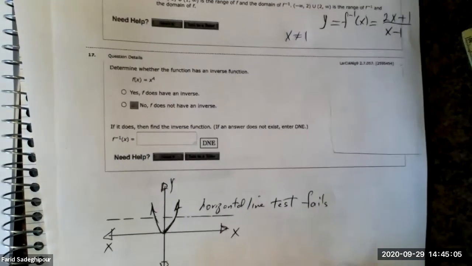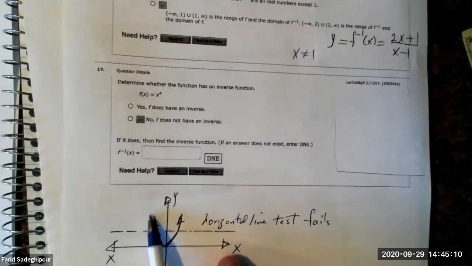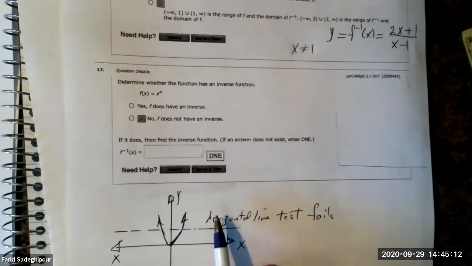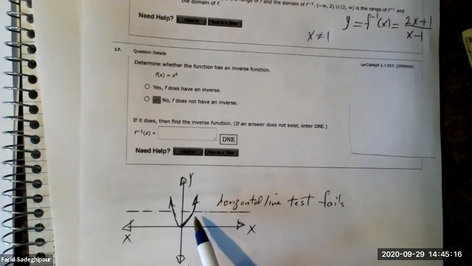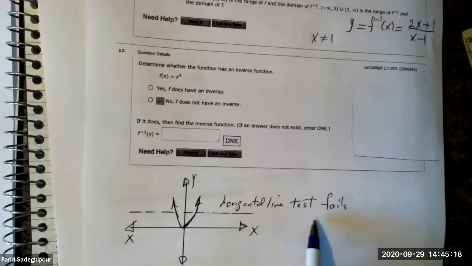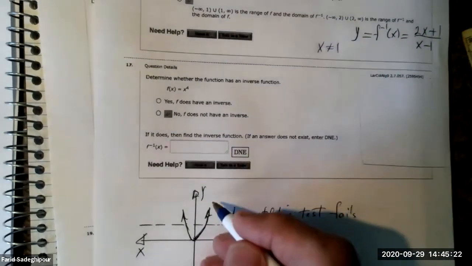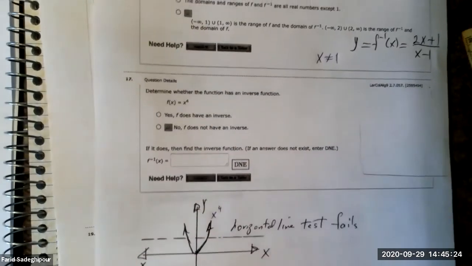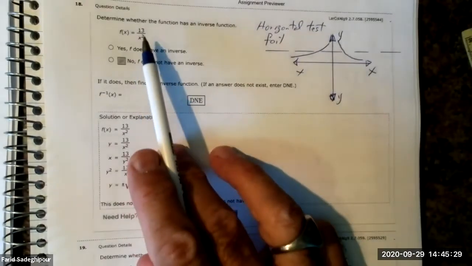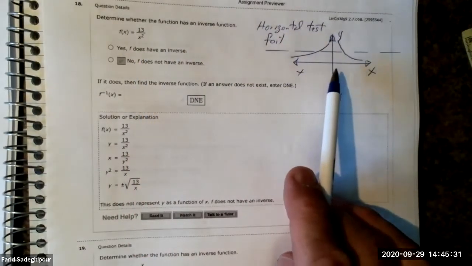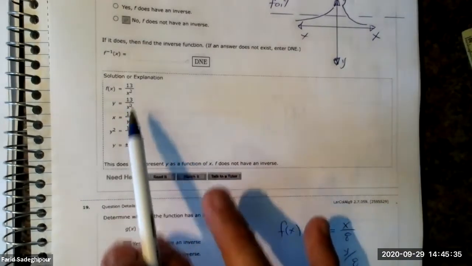Y equals x to the 4th failed the horizontal test. If you graph it, y equals x squared, y equals x to the 4th, they all are kind of very similar graphs. It's just x to the 4th is skinnier. But it failed the horizontal test. So that's why it doesn't have any inverse. If you use a calculator, 13 over x squared gives you this kind of graph. It failed the horizontal test. And this is how to find the inverse.